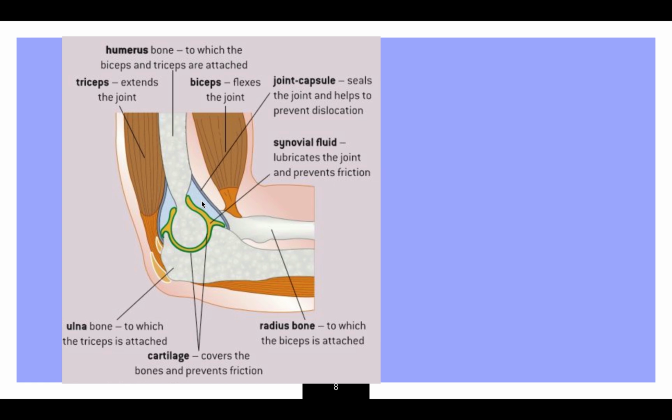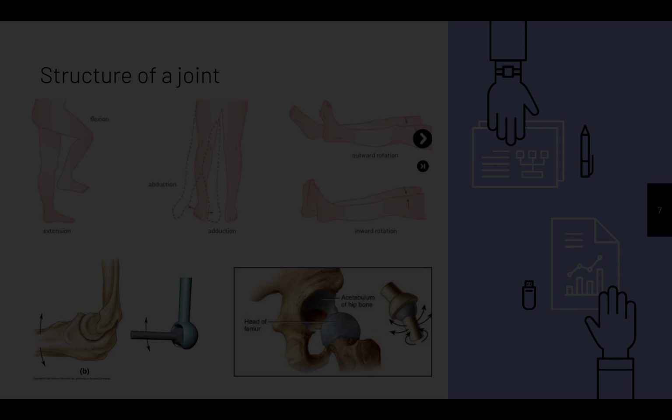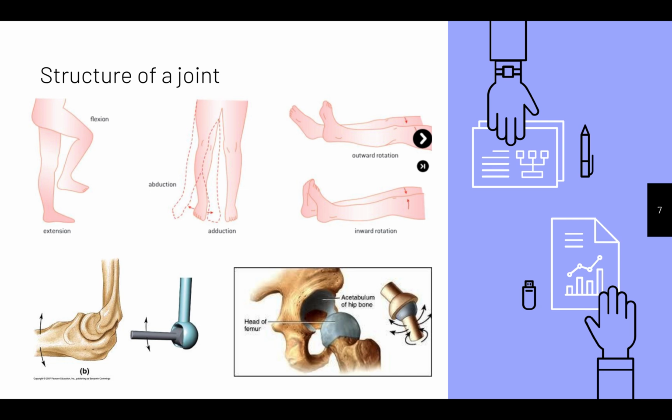All right, because of your joints, you're able to do some movements. The types of movements are abduction, adduction, flexion, extension, and then inward rotation, outward rotation. Okay, thanks to your ball and socket joints.